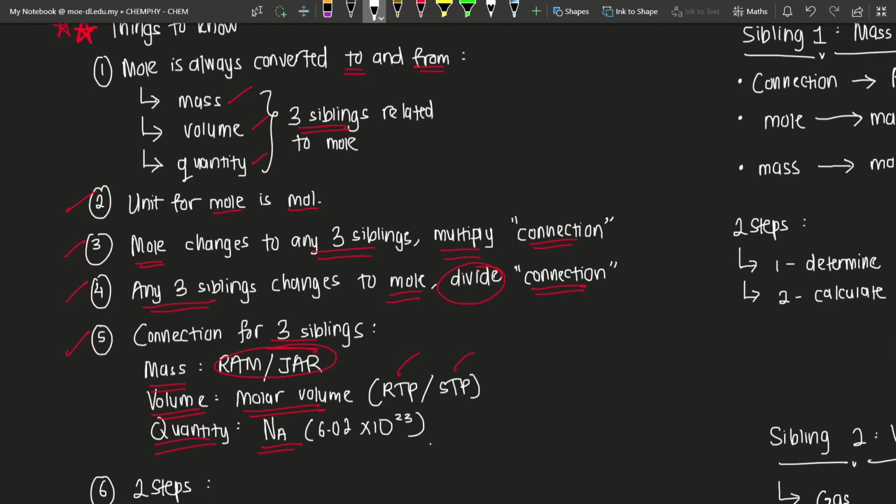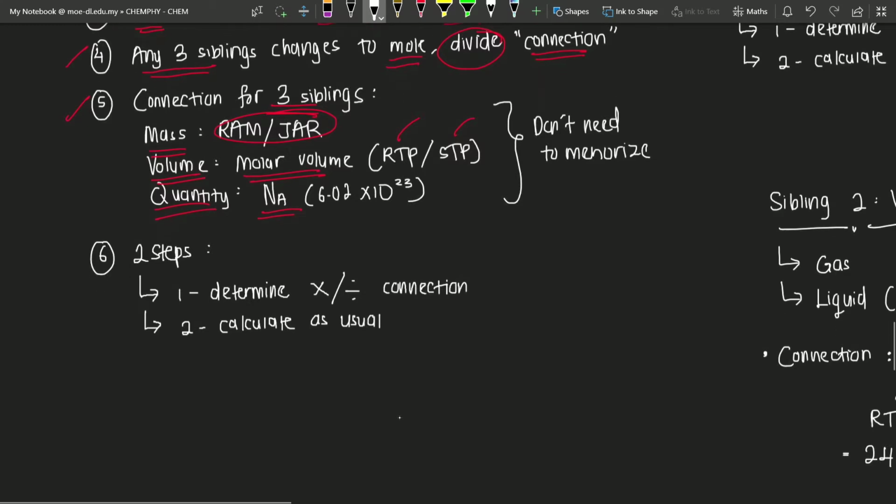You have to know that tiga connection ni tak perlu hafal, don't need to memorize. Sebab soalan memang akan bagi. Your task is to understand. If you have mole, convert to any three siblings, you guys akan darab connection. Kalau kita ada three siblings, convert to mole, divide connection. That is your task. Understand that. And any connection will be given in the question.